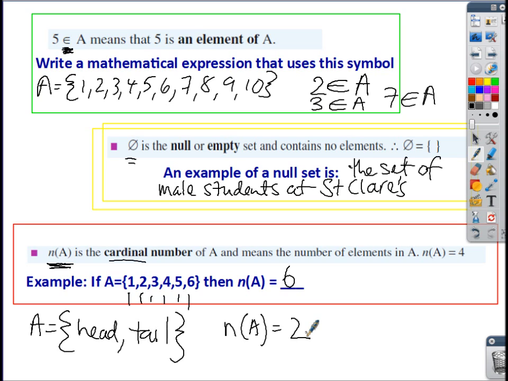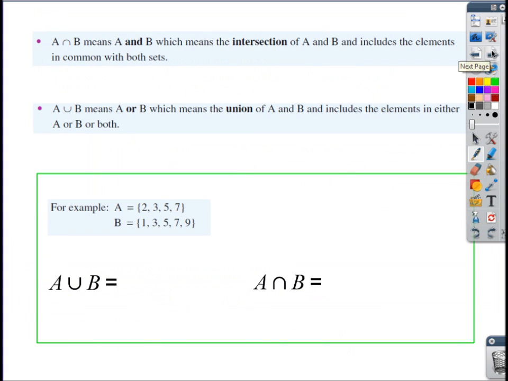And you can see that we use this already for probability calculations, don't we? We count the number of things in the sample space for the denominator at the bottom of the probability fraction, and we count the number of things in the event that we're interested in for the top of the fraction.